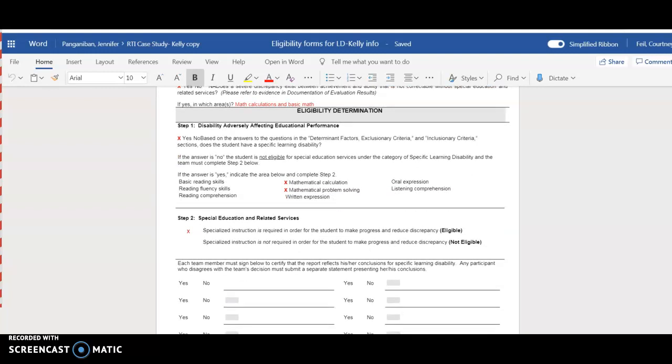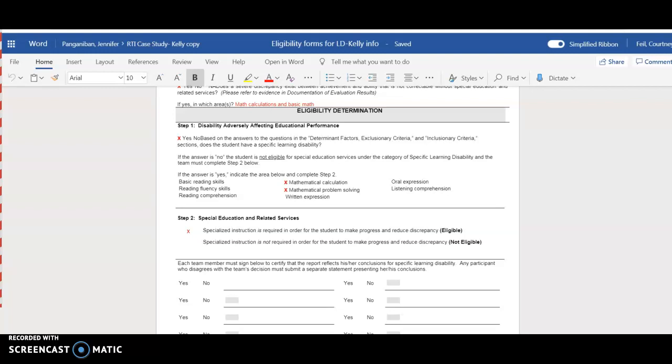So then we're going to move on to the eligibility determination. So step one is the disability adversely affecting educational performance. And it's either yes or no. In this case, the answer is yes, because based on the answers to the questions in determinant factors, exclusionary criteria, and inclusionary criteria, we have found that the student has a specific learning disability. Everything else has been ruled out. So the only thing that could be the cause of this at this point would be a specific learning disability.